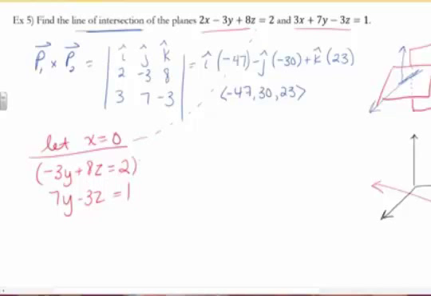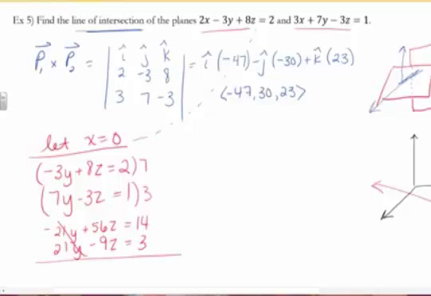So I'm going to multiply this guy by 7. I'm going to multiply this guy by 3. This is going to become negative 21y plus 56z equals 14. And this is going to become 21y minus 9z equals 3. Add them together, those cancel. This becomes 47z. That number 47 has come up a lot today. And then down here, this is going to be equal to 17. So z equals 17/47. Ew. Whatever. So there's z.